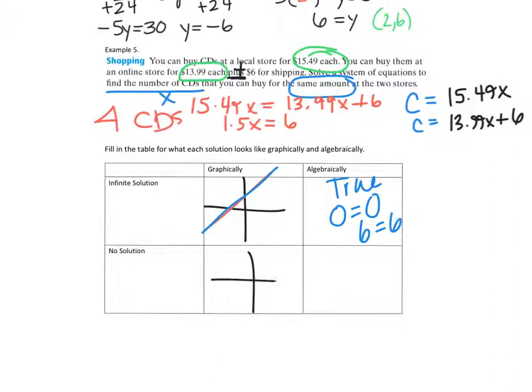No solution for a system is two equations of lines, or it could be a curve later on, that do not intersect. If they don't intersect, when you're solving algebraically, the equation would be false, and you'd have something that was not true. You'd have something like 6 equals 4 or 3 equals 7. So those are the differences algebraically and graphically for no solution and infinite solutions.